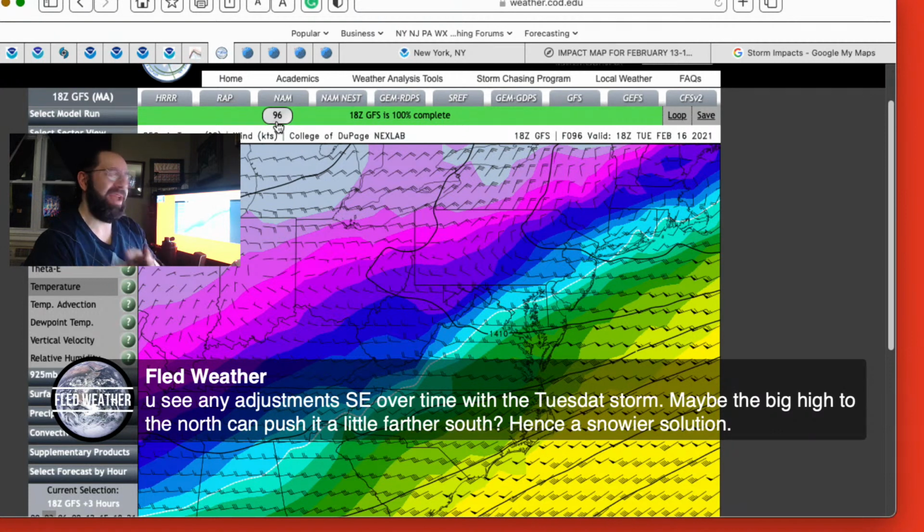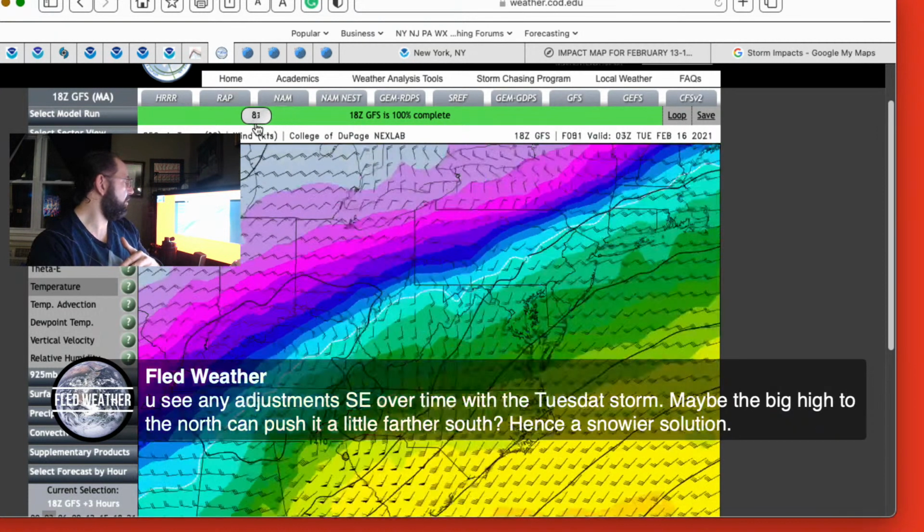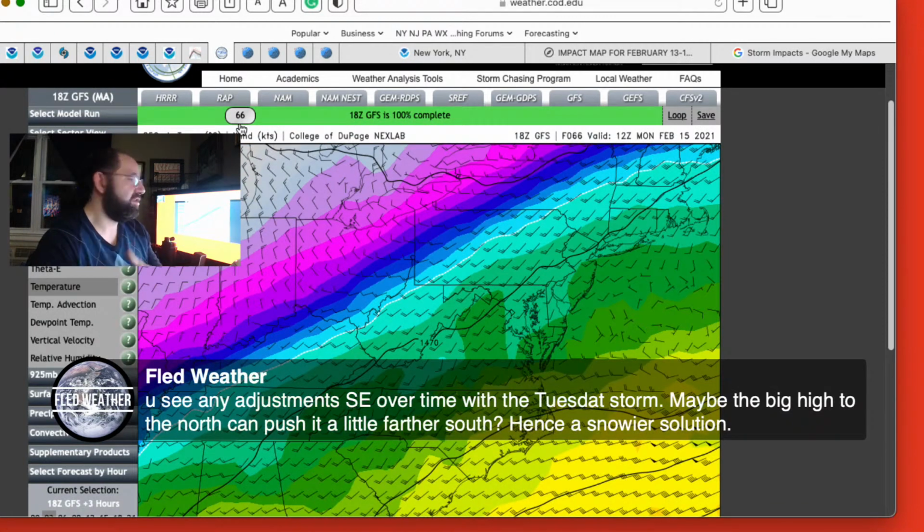So in order to make this a colder system, what you would have to do is fundamentally shift the entire 850 millibar thermal gradient before this storm even gets going on Monday. Which right now, I mean, this is 6 hours out. It'd be a pretty big bust on all the model guidance.